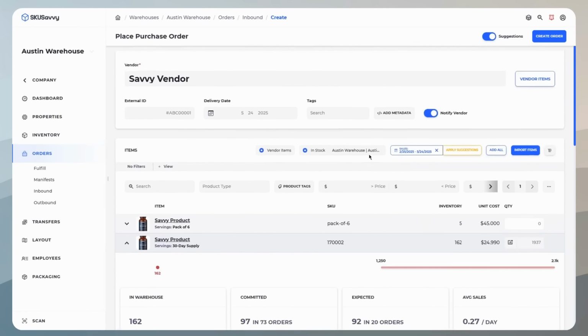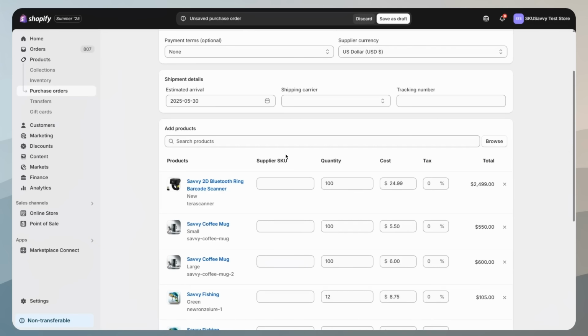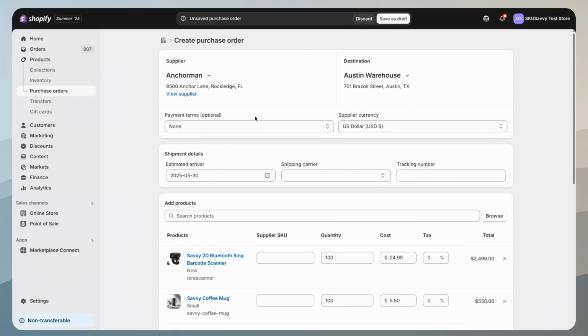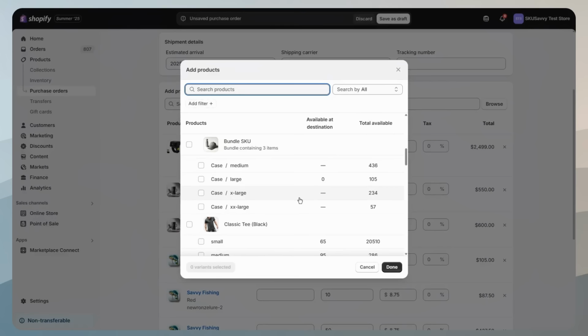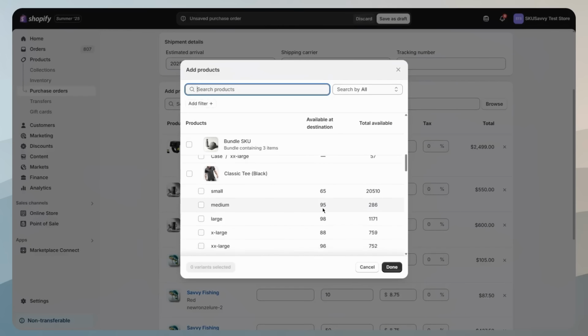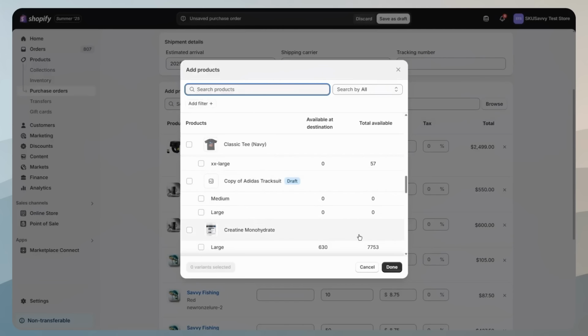Now, why would you want to use this in terms of setting up your forecasting instead of just going into Shopify? Well, as you can see here, the problem is on Shopify, there really isn't any kind of forecasting without using something like SKUSavvy to do this. So as you can see here, I'm creating a purchase order within Shopify and I don't have any kind of suggestions. So if we go into browse our product catalog here, you can see the total available as well as available at the destination if we were doing a transfer, but there really isn't any kind of purchasing suggestions here just given the stock level.